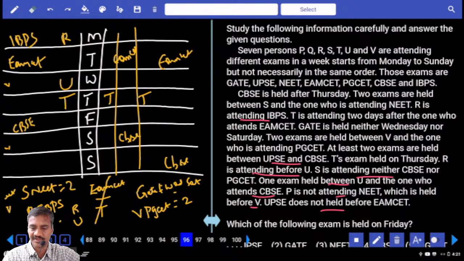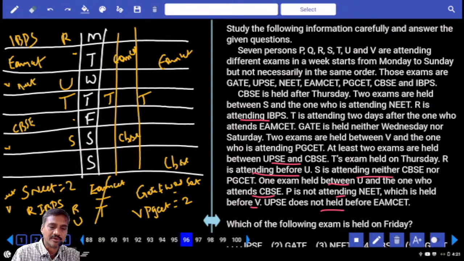S is neither attending CBSE nor PGCET. Now S cannot be in these two places. Between S and NEET there must be exactly 2. And S cannot be here. What are the different possibilities? S here. If you take S at this place, then between S and NEET there must be exactly 2: 1, 2, NEET will be here.